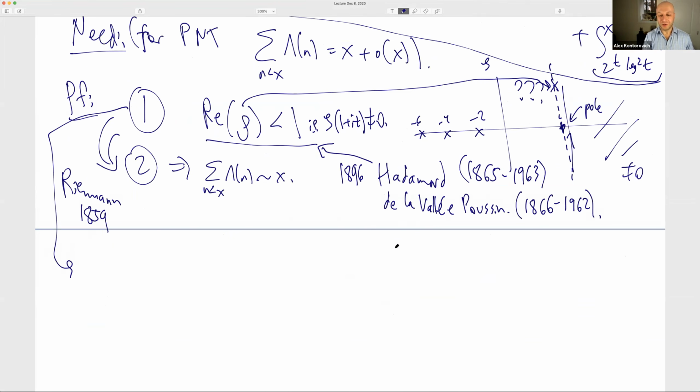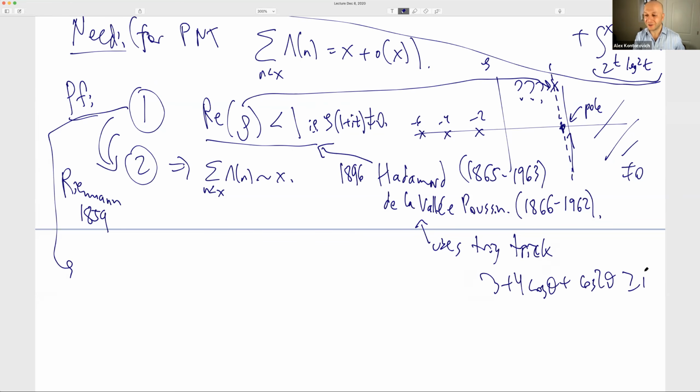Their proof uses some crazy trig trick. This proof uses a trig trick, I would say, because it's not something robust. What is it? It's like 3 plus 4 cosine theta plus cosine of 2 theta is always non-negative. And the reason it's always non-negative is because it's a square. It's 2 times (1 plus cosine theta) squared. This is something very special, and it did not generalize to any other kinds of L functions. Well, to Dirichlet L functions, but no higher rank L functions, higher degree L functions.